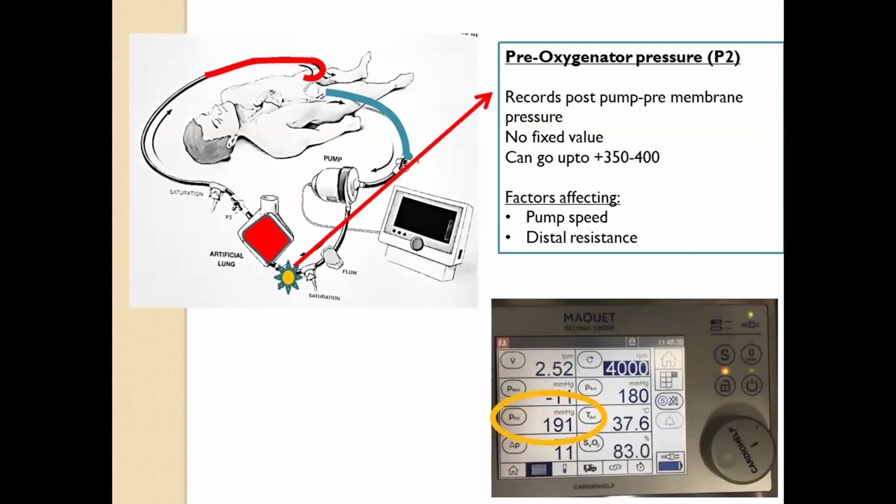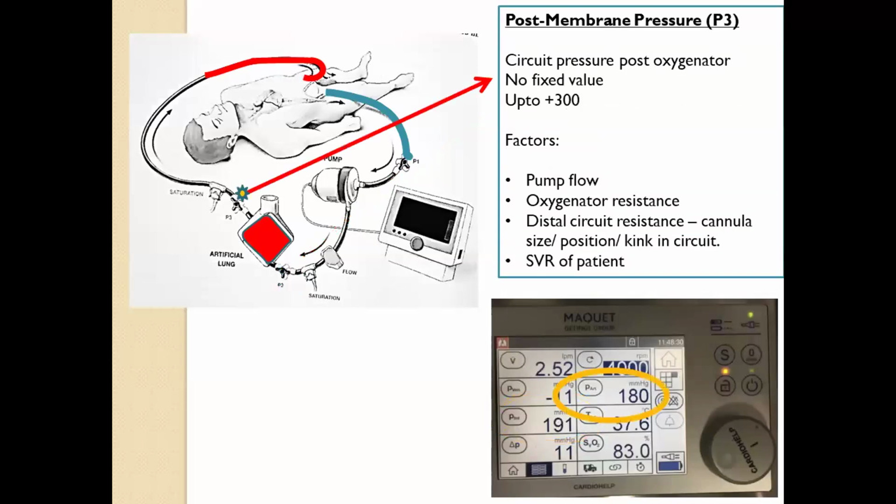P2 is the pre-oxygenator pressure, that is after the pump and before the oxygenator. It records a post-pump pre-membrane pressure. There's no fixed value. It is usually positive and can go up to +350 to 400. And what modifies this is the pump speed, how much flow we are getting, and what is the resistance in the distal part of the circuit, that is in the oxygenator or in the patient's arterial system. So these may cause elevation of the pre-oxygenator pressure.